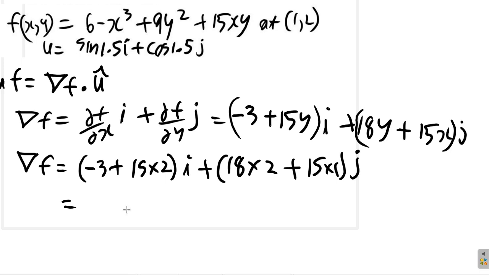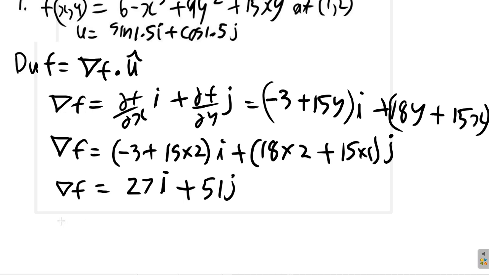So that's going to be negative 3 plus 15 times 2, which is 30. Same thing as 30 minus 3, which is 27. So it's 27i plus 18 times 2 is 36, plus 15 times 1, which is 15, which is 51j. Alright, that is the gradient vector.